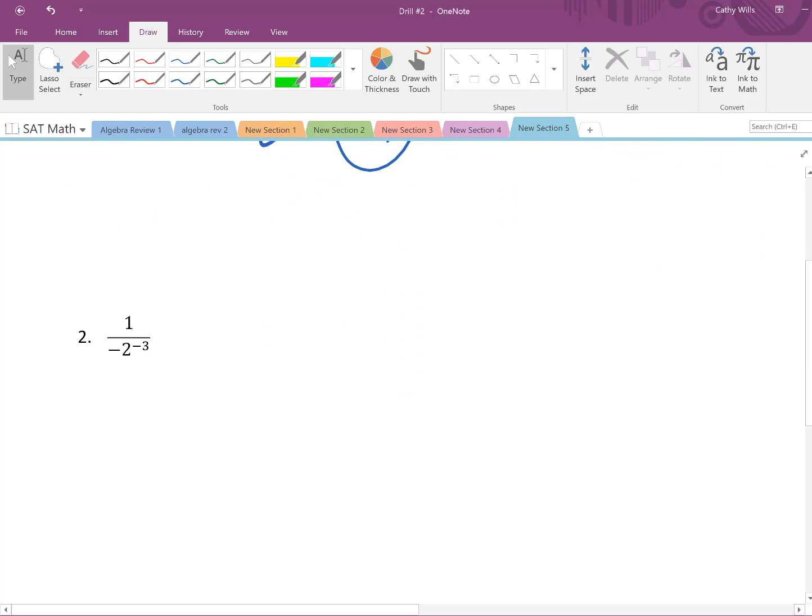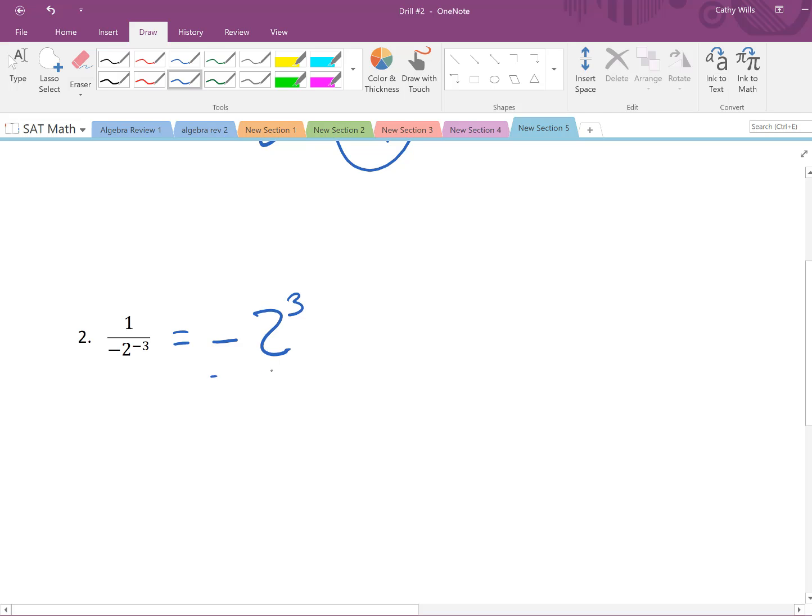All right, number 2, you don't have any parentheses, so that negative sign, again, is just going to sit in front. It doesn't get involved with the exponent. And then you've got 1/2 to the negative 3. So if you have a negative exponent in the denominator, you can flip the base up to the numerator and change the sign on the exponent. So I can take that 2 to the negative 3 and flip it up to the top. So it becomes just 2 to the positive 3.